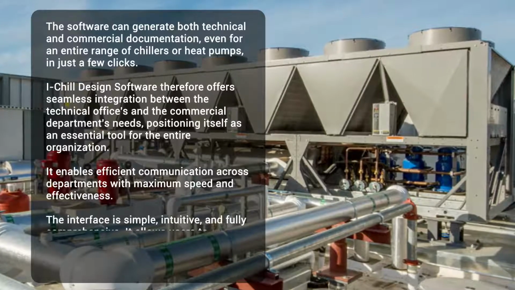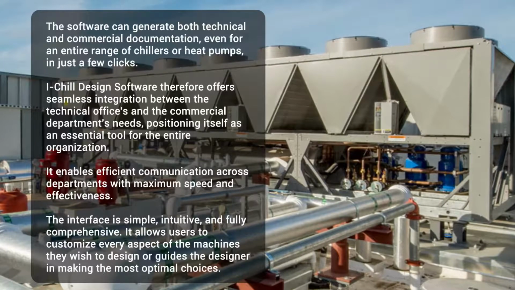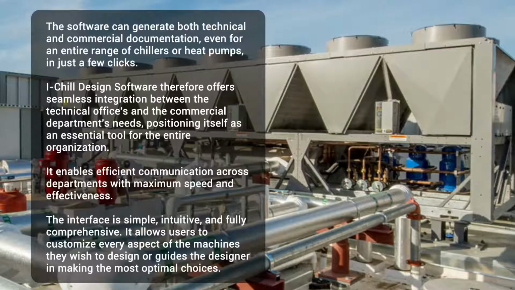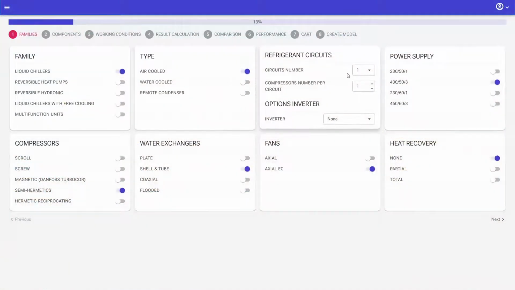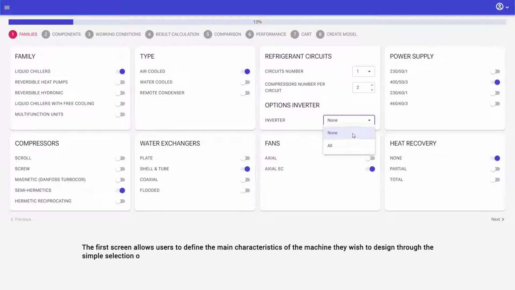The interface is simple, intuitive, and fully comprehensive. It allows users to customize every aspect of the machines they wish to design, or guides the designer in making the most optimal choices. The first screen allows users to define the main characteristics of the machine they wish to design through the simple selection of checkboxes.